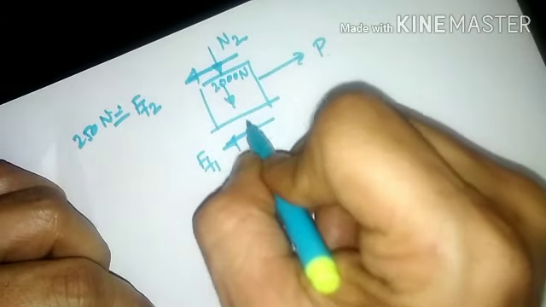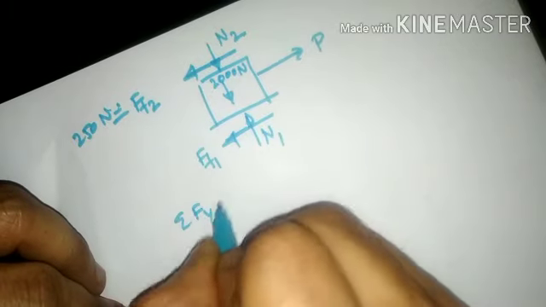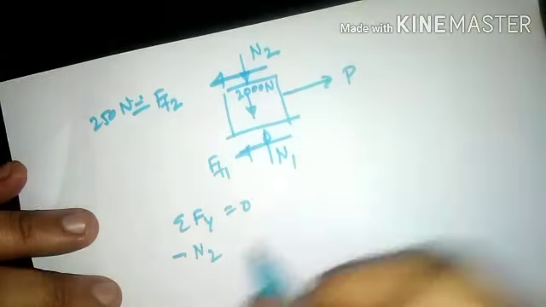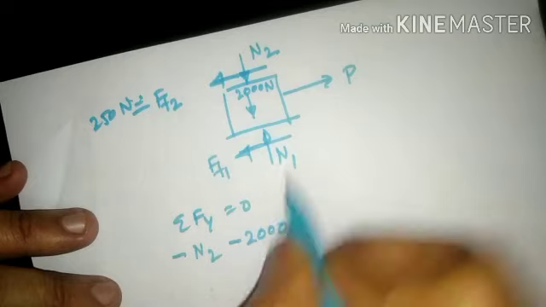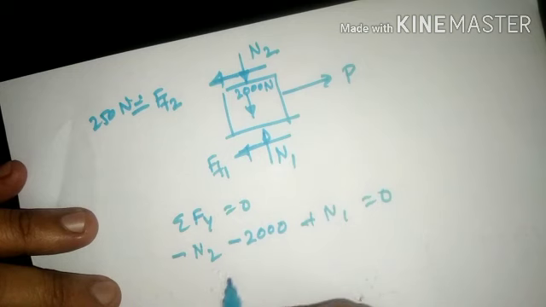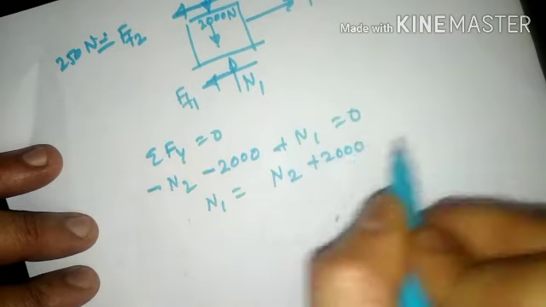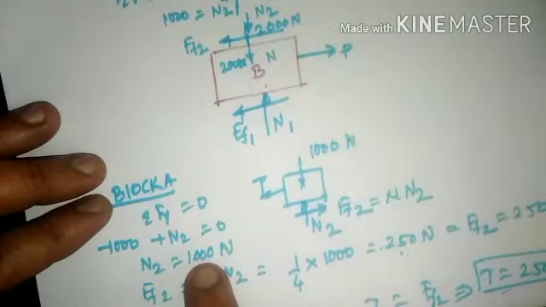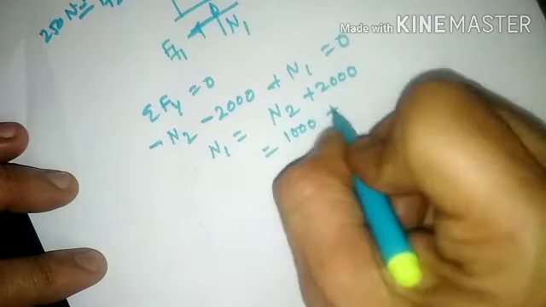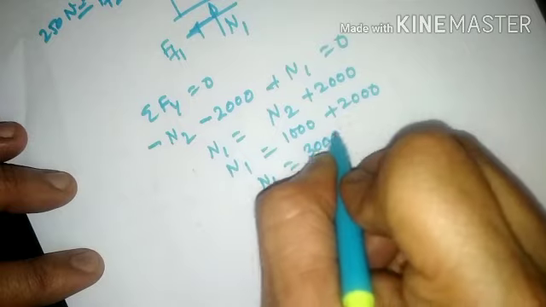And to resist all this vertical force, there will be a force called N1. So if you take summation Fy is equal to 0 here, what will happen now? Minus N2 downward, minus 2000 downward, plus N1, that is equal to 0. So N1 will be equal to N2 plus 2000. What was the value of N2? N2 value was 1000 here. So substitute the value of N2 as 1000 plus 2000. So N1 will be equal to 3000 Newton.